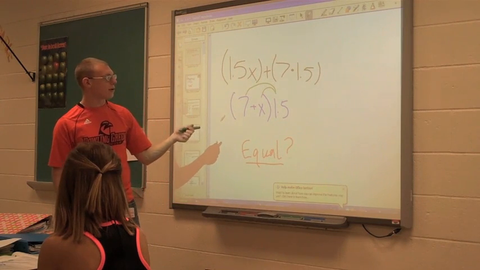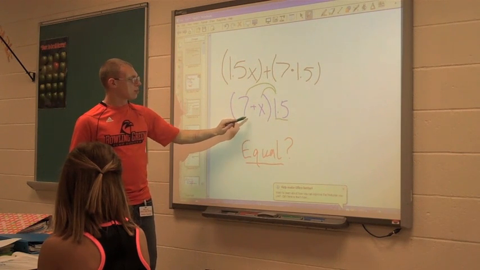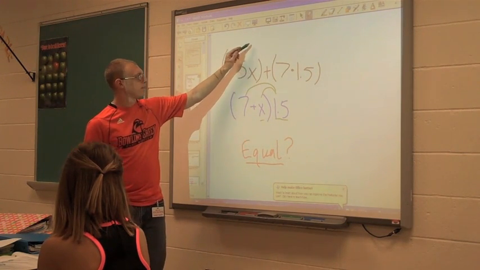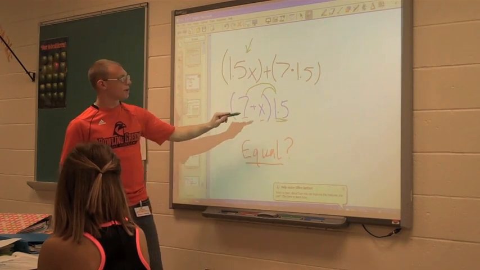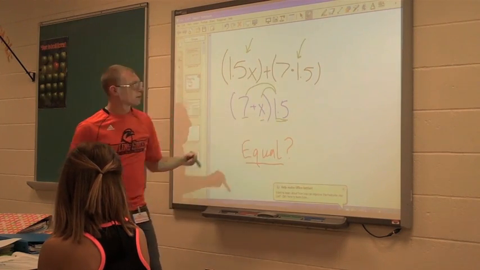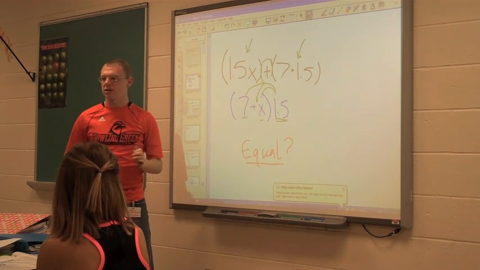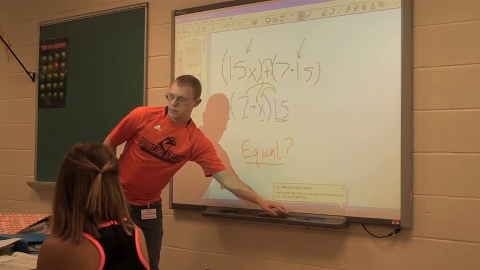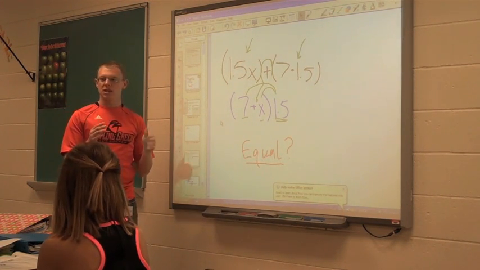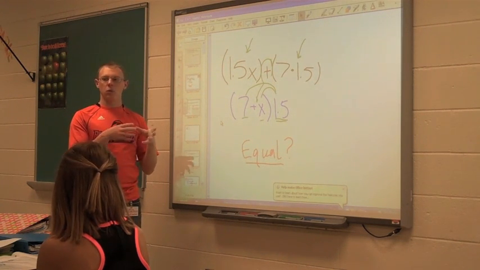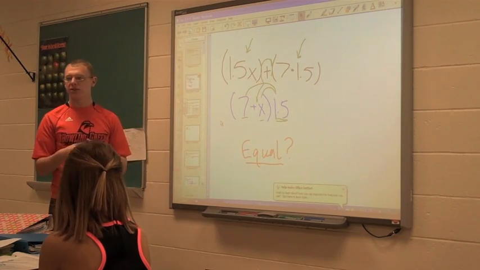Still have them added together, but you can rewrite it so that it's the 1.5 multiplied by x right here, and the 1.5 multiplied by 7 over here. And you still have the addition just like down in the original equation. Does that make sense? So the distributive property says that if you have certain numbers in parentheses multiplied by one number, then that one number must be multiplied throughout the whole entire parentheses.